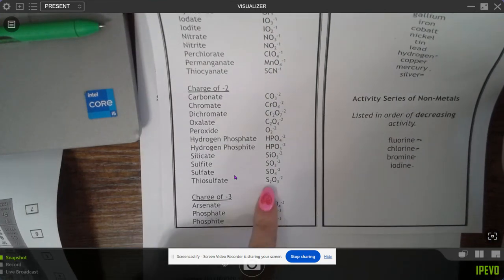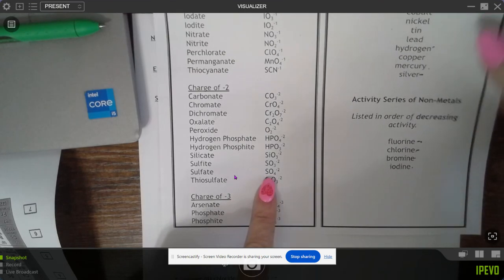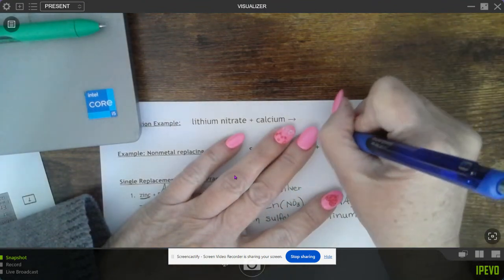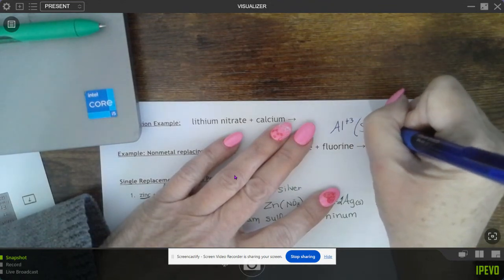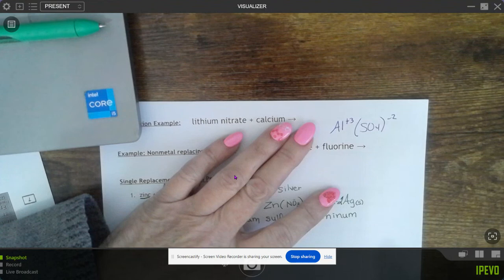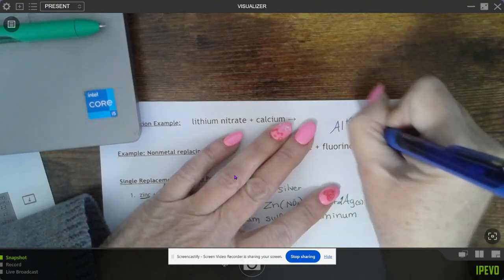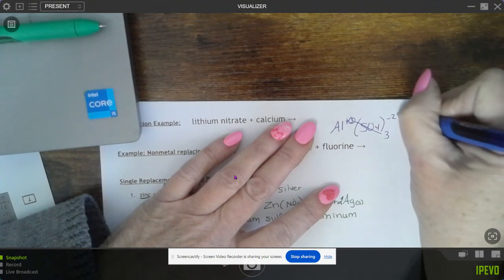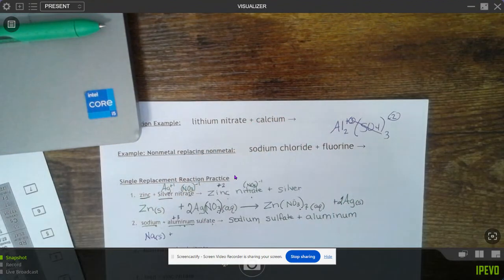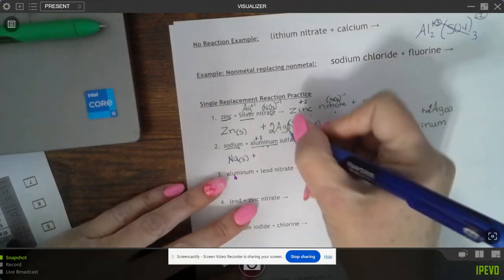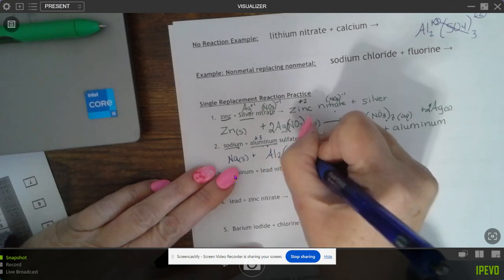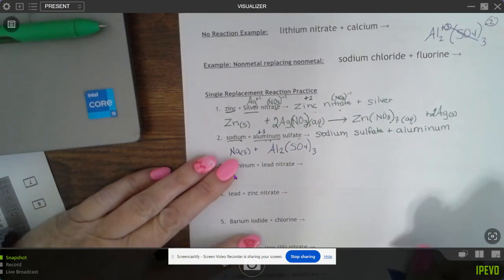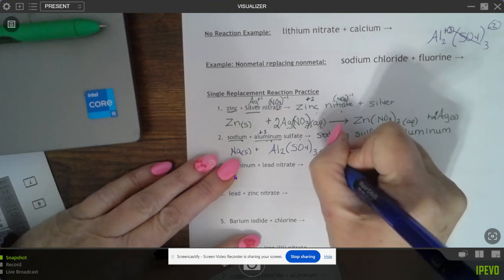There we go. Sulfate is SO4 with a -2 charge. So I'm just going to show you over here up in this corner. Aluminum has a +3 charge. Sulfate is SO4 with a -2. Okay, so this 3 comes down outside of the parentheses. This 2 comes down. So our compound, aluminum sulfate, ends up being Al2(SO4)3. That's a compound, so it's aqueous.